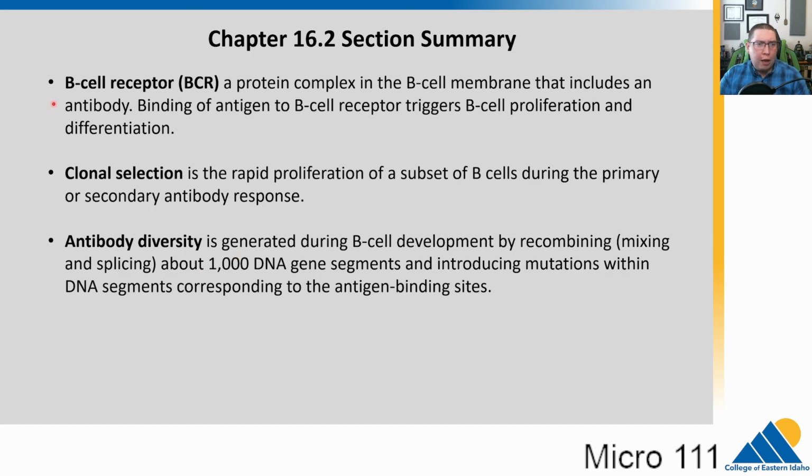This all relies on the B cell receptors, right, to get that antigen. And then they go through clonal selection. Once they bind their antigen, they start making copies of themselves and divide out. And to make this diversity, we have 1,000 different genes in our genome. They mix and match with each other to go into a B cell to make all these different possible antibody combinations. Okay, that's it for 16.2.